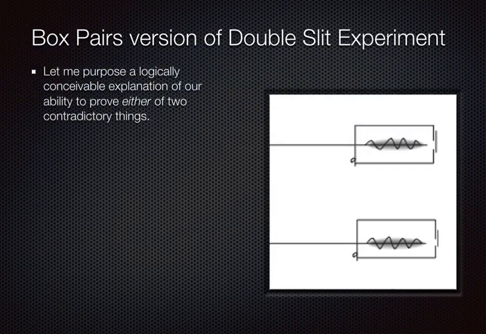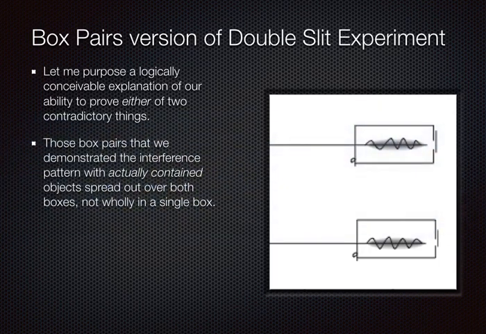So let me propose another logical explanation of our ability to prove two different things in two different sets of boxes. Those box pairs where we demonstrated the interference pattern actually contained objects spread out over both boxes, not wholly in a single box. So I grab a pair of boxes, and I open them both up, and I get an interference pattern. Logically, you would have to conclude that there was not an atom in each box, and that it was spread out between both boxes.